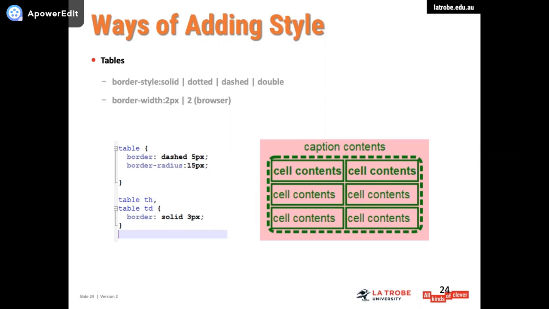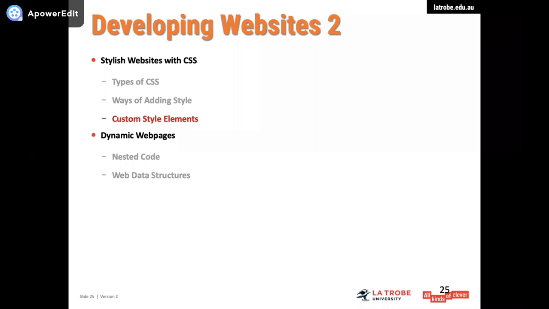So that is all about the ways of adding styles. Later you should try everything by yourself. Try to change, use different parameters and values, and try this method in web design. Now let's talk about the custom style elements.